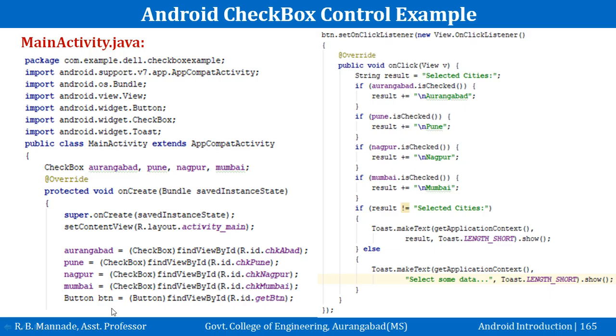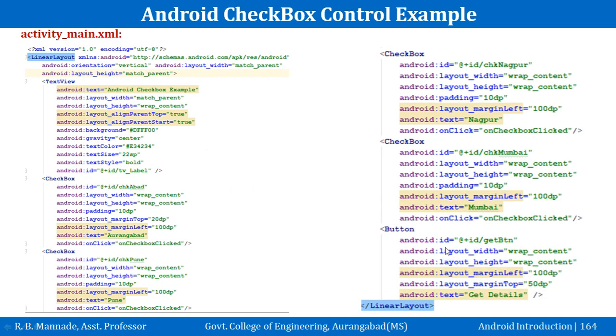So the button control will also need to be mapped with an object of type Button. That's why here we have created the button control. Button btn is equal to findViewById, and we are passing here the ID of the button control which we have defined in the .xml file. So R.id.getBtn, this getBtn is the ID of this button control in our layout file.